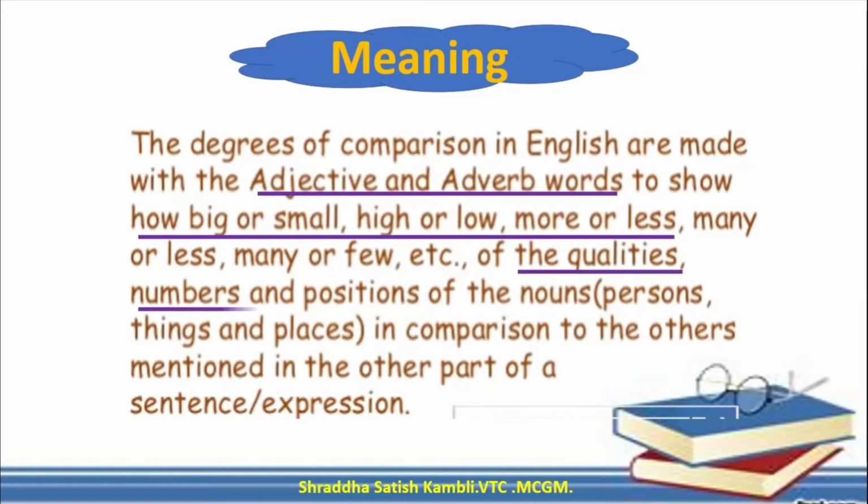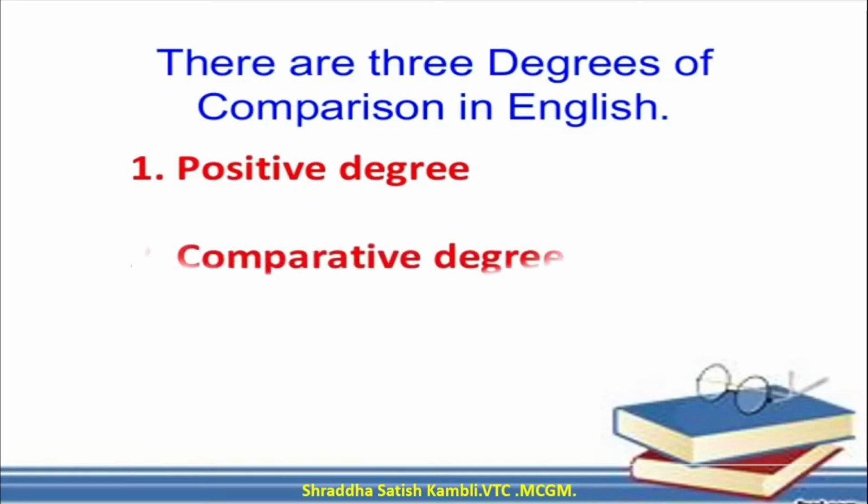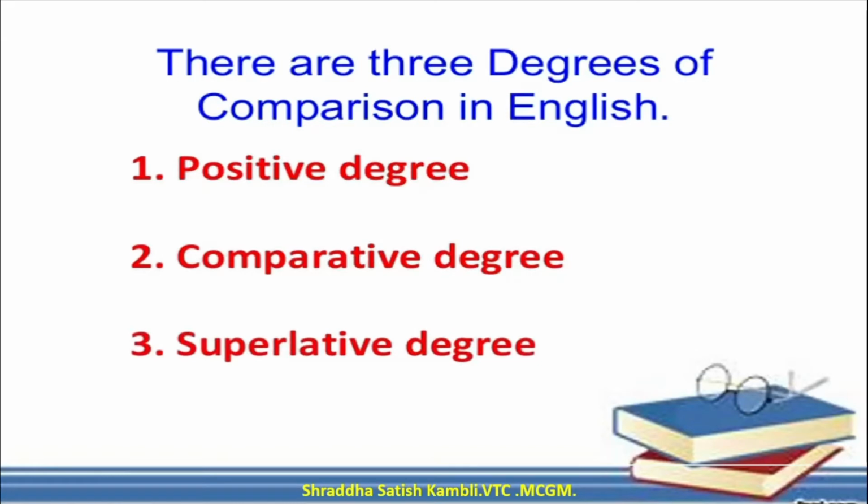So see, we compare qualities, we compare numbers, positions, etc. Now, there are 3 degrees of comparison in English, and all of us are already familiar with all this. The 3 degrees of comparison in English are, yes, the first one is the positive degree of comparison. Then you have the comparative degree of comparison, and finally we have the superlative degree of comparison.